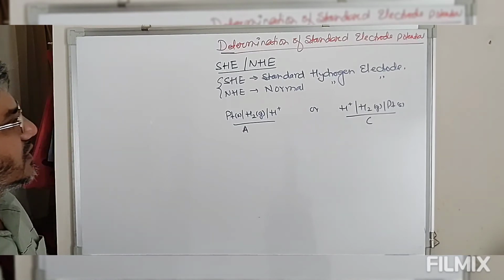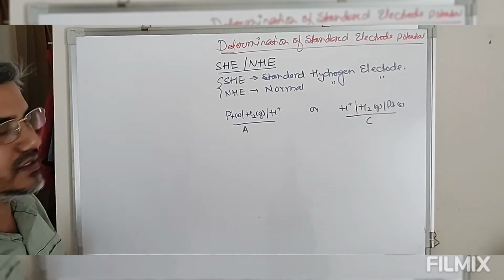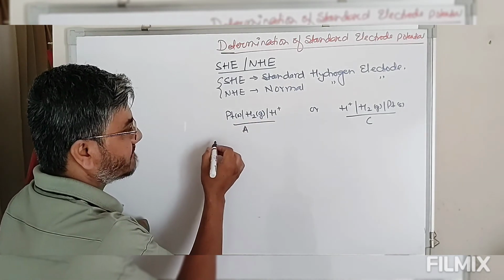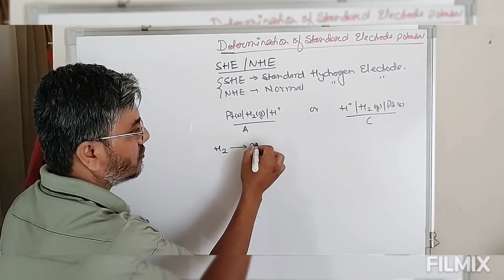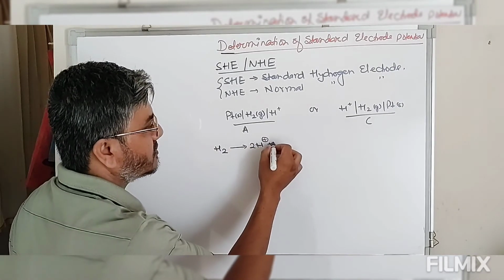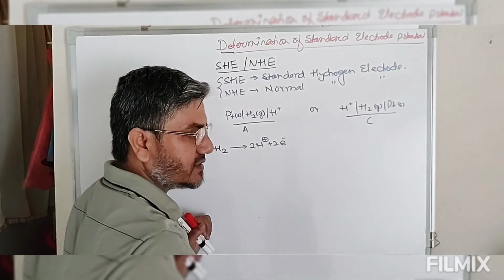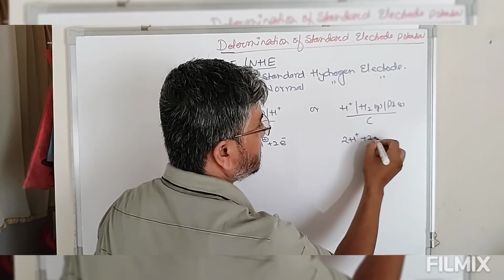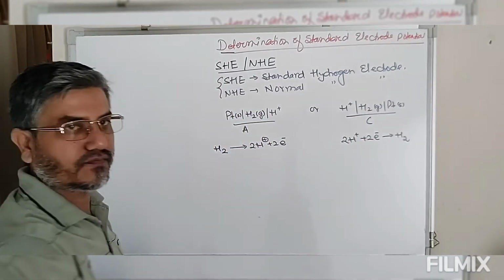So this is a half cell. This is not a complete cell. This is a half cell. So now look at this. In this case, what is happening is hydrogen gas is converting into 2H plus, and 2 electrons are released here. Or if we have this acting as a cathode, this can be written as 2H plus plus 2 electrons, and this will give you hydrogen.